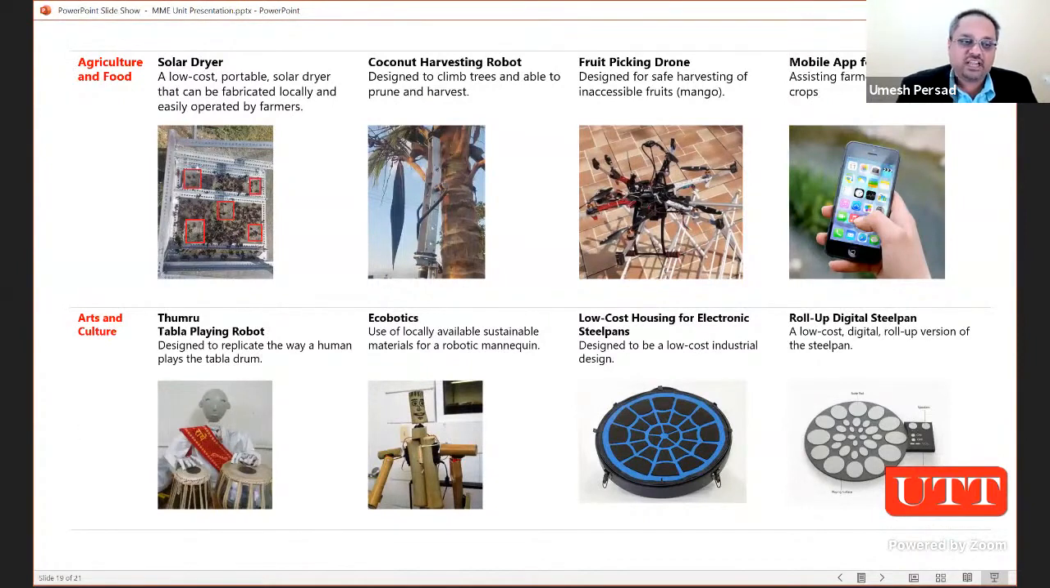In the arts and culture area, we have Tunu, the tablet playing robot, the only such robot in the world. We have various robotics programs, including ecobotics, where we try to use bamboo and other local materials to develop robotics projects. We have developed low-cost housing for electronic steel pans and a new version of the steel pan called the roll-up digital steel pan that aims to be quite low cost and affordable for everyone.